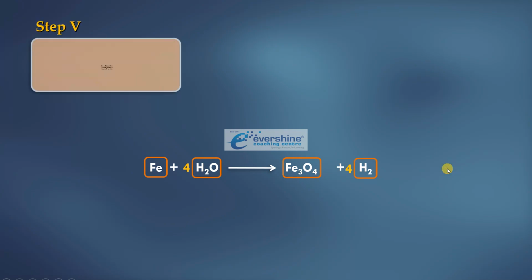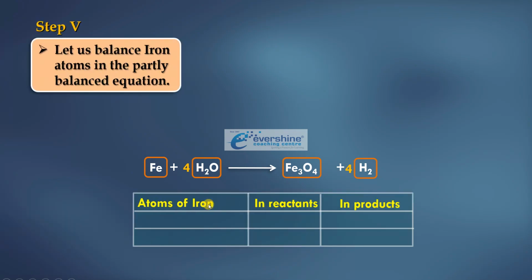Can you see this? The next step to balance, that is iron. Here in the reactant side we can see we have 1 iron, isn't it? Here in the product side in Fe3O4 we have 3 times of Fe. Now to balance, what we have to do?